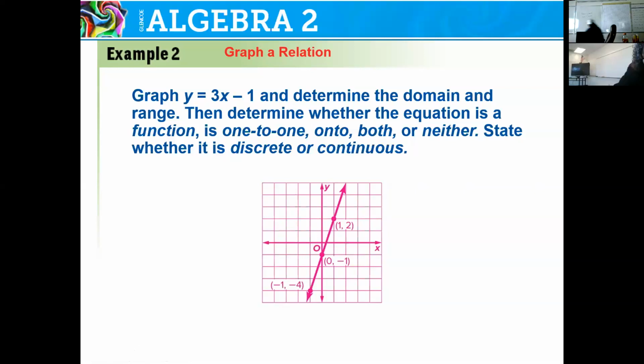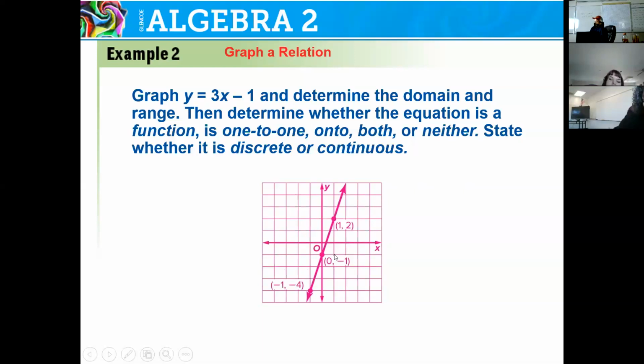But now, is it one-to-one? Does it pass the horizontal line test? So check. We can see that each of the horizontal grid lines only intersects at one point and one point only. So this is a one-to-one function. It passes the horizontal line test.